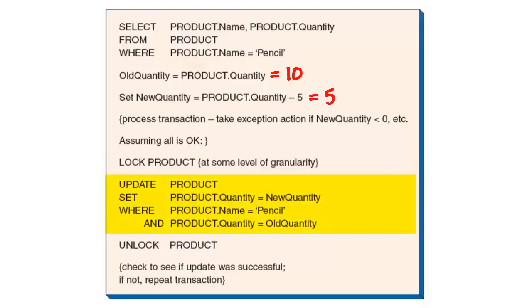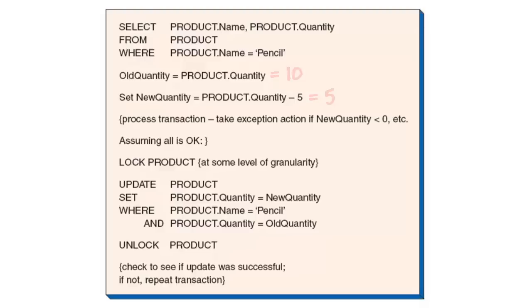So we instruct the database to update the value of pencils. We want to set the value of pencils to the value stored in our new quantity variable, where the quantity of pencils in the database is equal to the old quantity. That is, it's equal to 10. If the quantity of pencils has changed since we first retrieved the quantity at the beginning of our transaction, that is, if the quantity of pencils is no longer equal to 10 when we attempt to issue our update, then we know that some other user or some other process has modified the quantity of pencils during the time while we were busy processing other parts of the transaction.